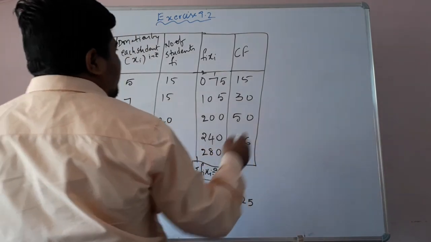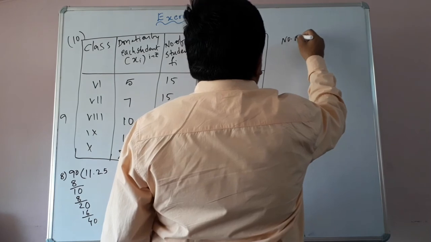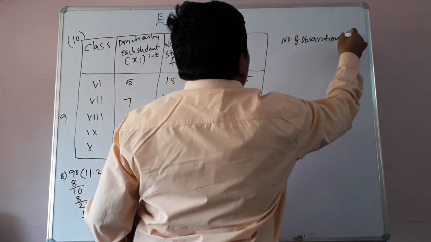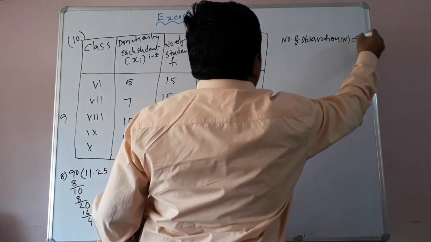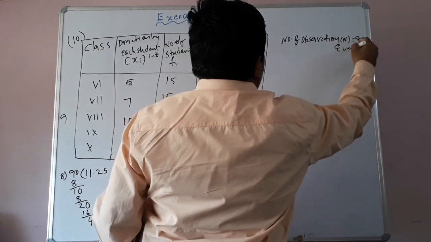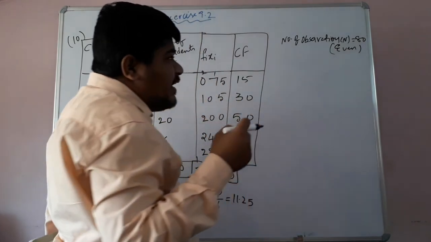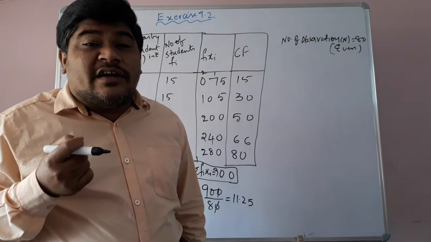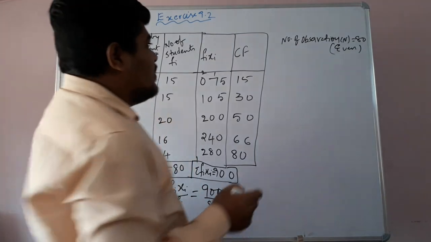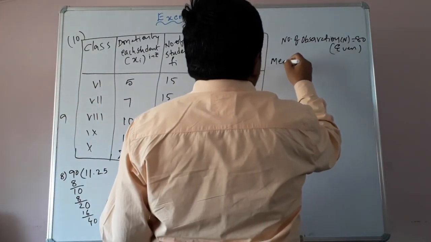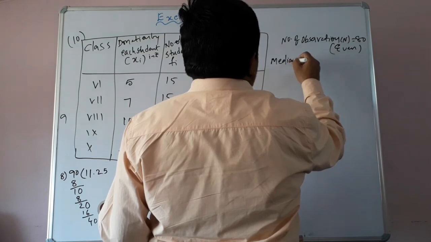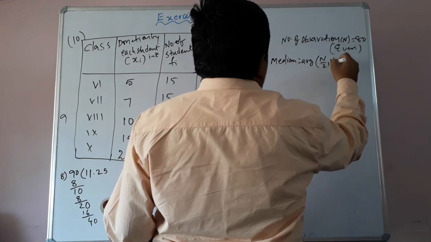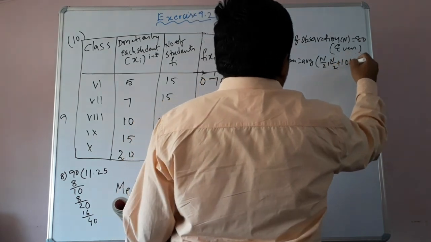So here number of observations we need to find, children. How many observations are here, children? N value is 80. So it is an even number, children. 80 is an even number. So now if n, the number of observations, is an even number, we have to find the average of the middle two observations. So what is the average of the middle two observations? Median is equal to the average of the n by 2 and n by 2 plus 1 observations.